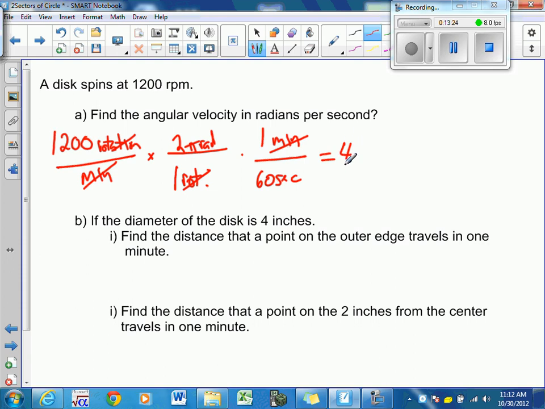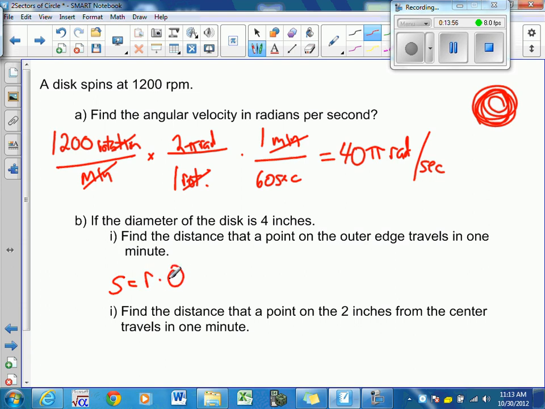Now if the diameter is 4 inches, notice the diameter does not affect angular velocity, because angular velocity is just how fast something's spinning. It doesn't affect the distance with the radius. Find the distance a point at the outer edge travels in 1 minute. So our S is R times theta. Well, R is 4. Now, what is our theta?